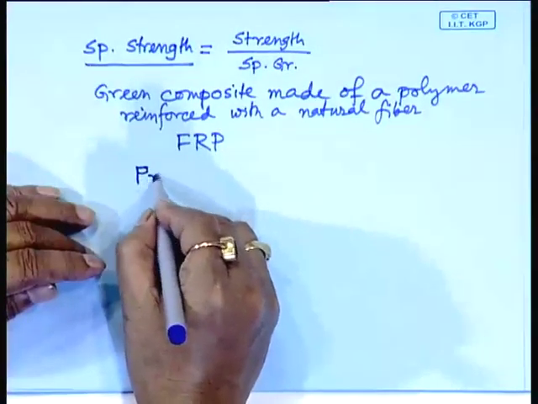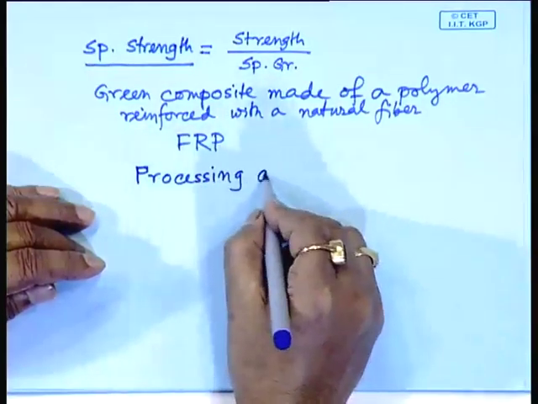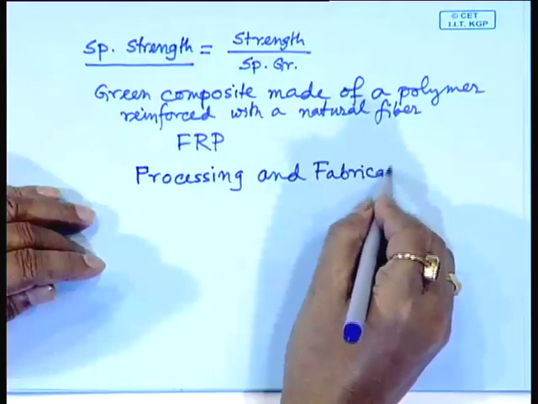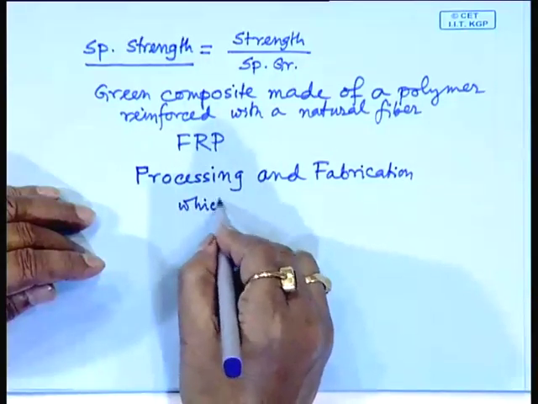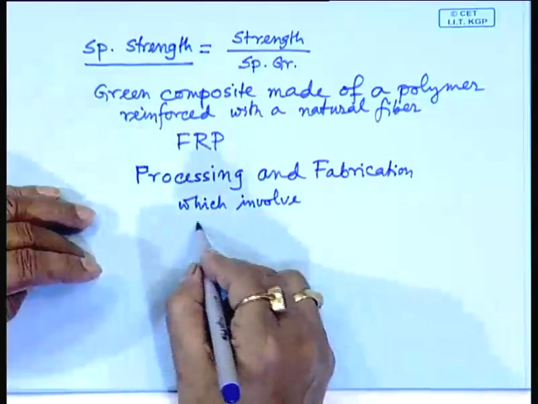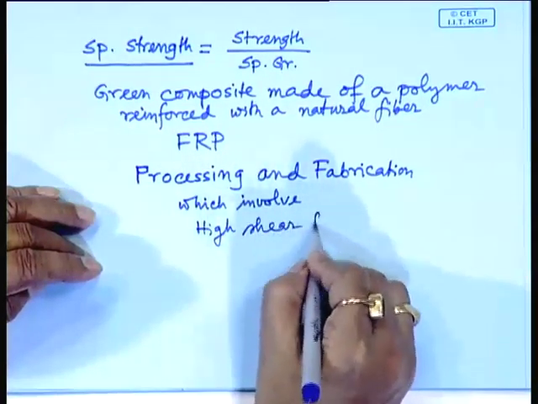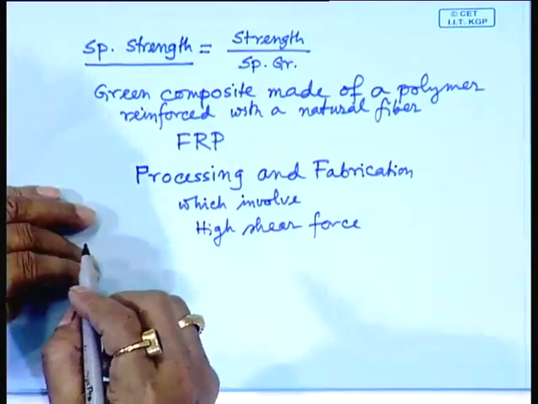Before that, I am just referring to the formation of a polymer compound, known as compounding. Once the polymer compound is formed, it is passed through certain machineries, through subsequent stages of processing, to give a final shape to the product, which is known as fabrication. So, we have to go through processing and fabrication steps, which involve high shear force as well as elevated temperature.